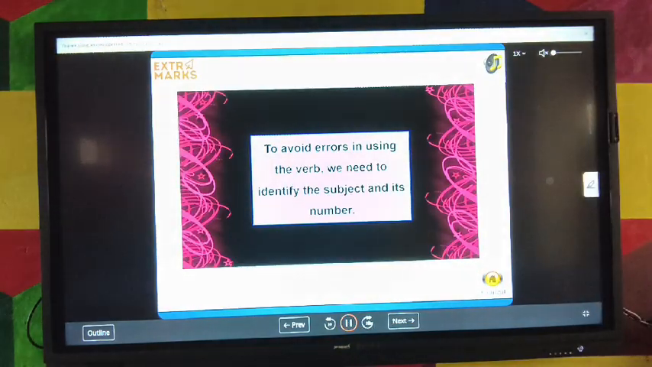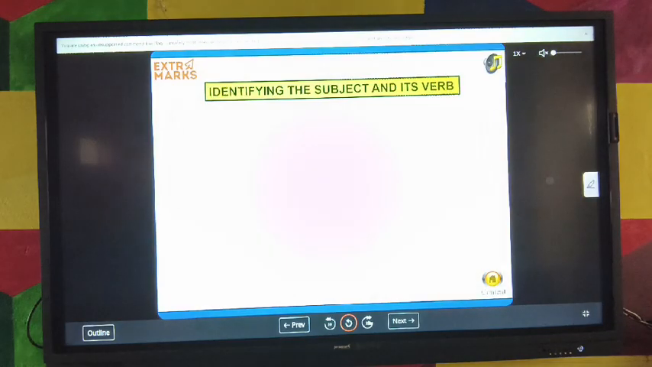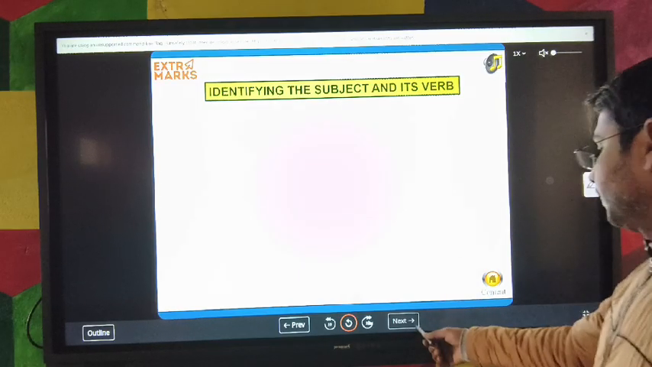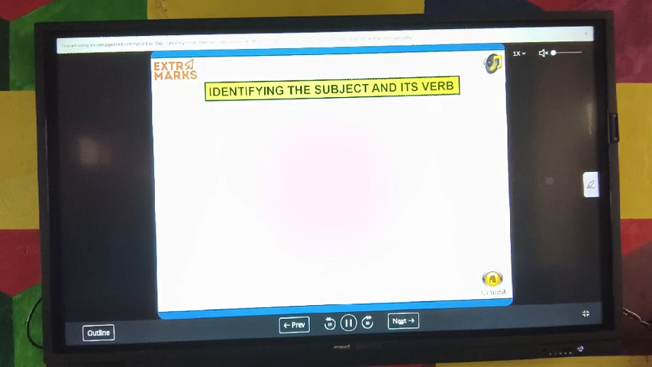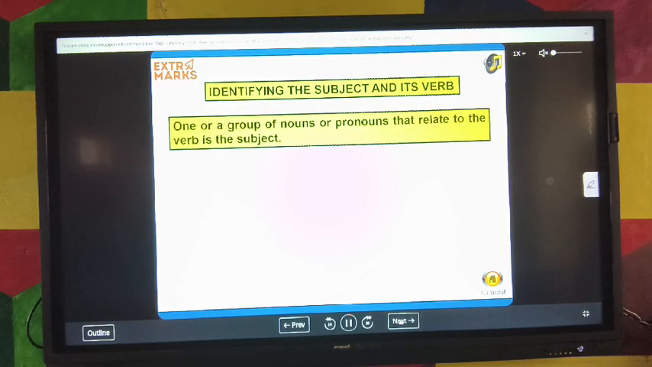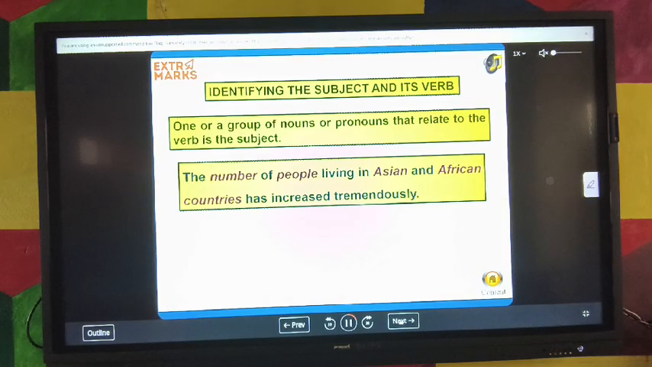To avoid errors in using the verb, we need to identify the subject and its verb. So let us see how to identify the subject and its verb. One or a group of nouns or pronouns that relate to the verb is the subject.